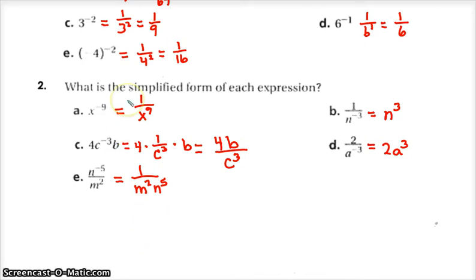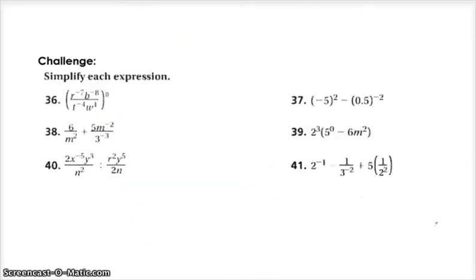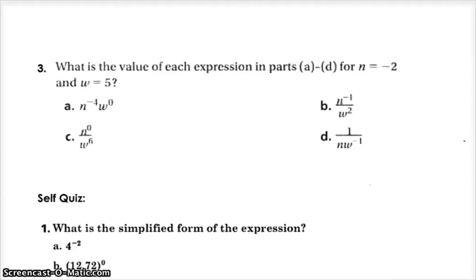All right, let's flip to the back. On the top of the back, we are again simplifying the expression, but then we're going to evaluate when we're given a value for either n or w. In this case, n is -2 and w is 5. So first step is to simplify.